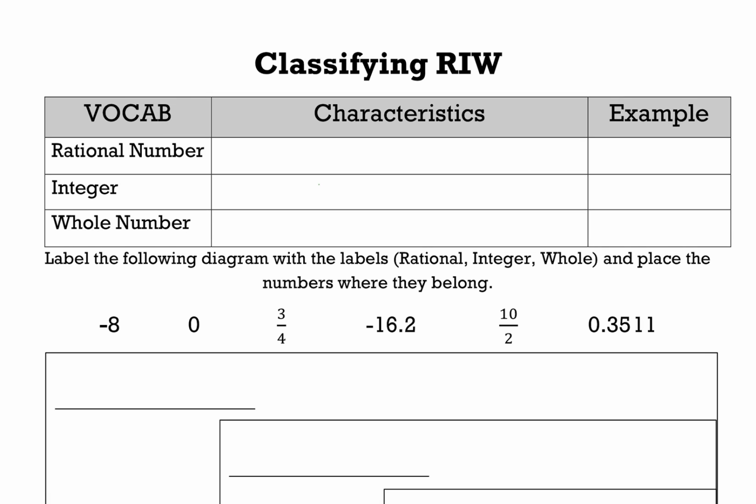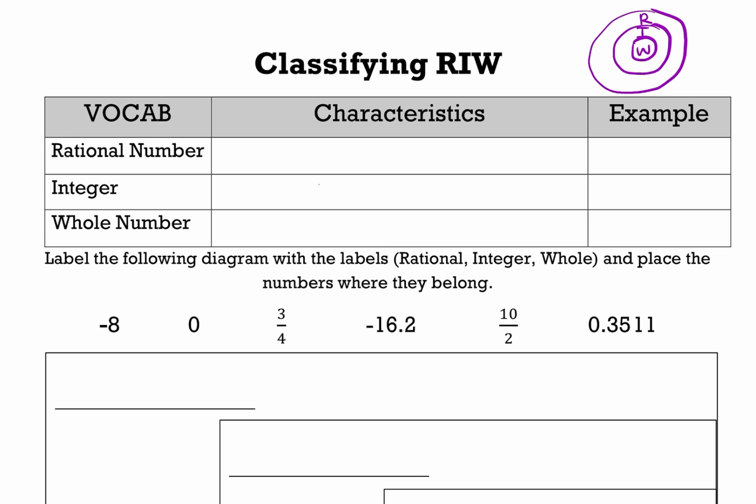All right, guys, today we're going to talk about classifying numbers. So we have three different classifications for numbers, and they are rational, integer, and whole, or RIW. Okay, so that is our abbreviation for classifying numbers. And normally you're going to see a circle that looks like this. So we have whole in the center, we have integer, and then rational is our outside piece, okay? So RIW.